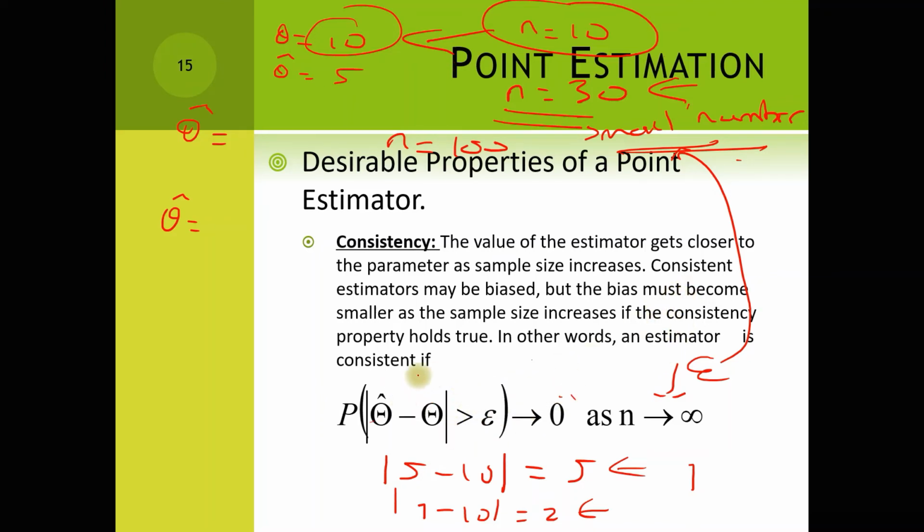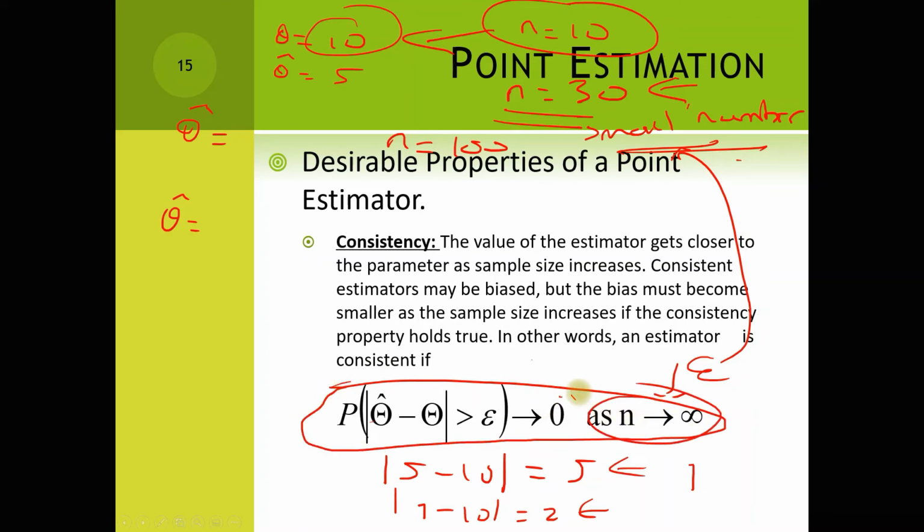All right. So the probability of having even a small difference will get close to zero if your sample size is very large or tends to infinity. So the bias will get smaller and smaller. The bias means the difference between these two here, the difference between what you are estimating and your true value. So that is the concept of consistency. The value of the estimator gets closer to the parameter as sample size increases. Consistent estimators may be biased, but the bias must become smaller as the sample size increases if the consistency property holds true. This is what I'm showing by the bias here.